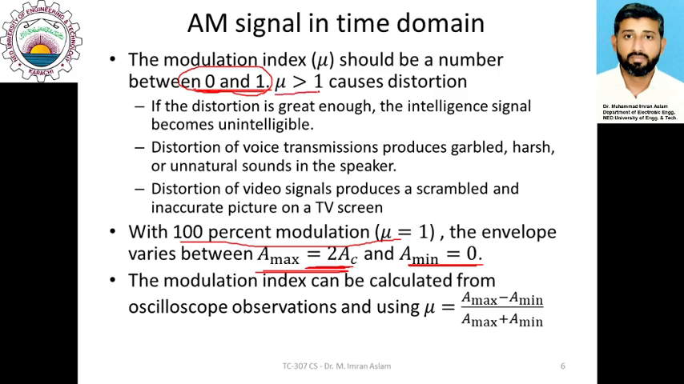Of course, we cannot allow mu to be greater than 1, as we have previously discussed that it causes distortion in the signal, and if the distortion is high, we will not be able to detect the signal. For voice, distortion produces unwanted effects in the sound coming out of the speaker. Similarly, distortion in video signals produces a scrambled or inaccurate picture on the TV screens.